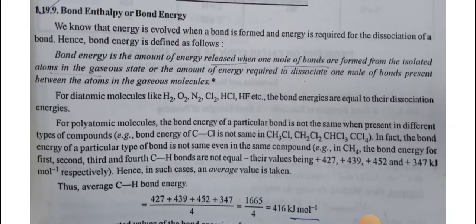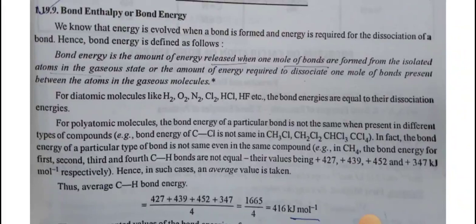in the gaseous molecules. For diatomic molecules like H2, O2, N2, Cl2, HCl, HF, etc., the bond energies are equal to their dissociation energies. For polyatomic molecules, the bond energy of a particular bond is not the same when present in different types of compounds. For example, the bond energy of the C-Cl bond is not the same in CH3Cl, CH2Cl2, CHCl3, CCl4. In fact, the bond energy of a particular type of bond is not the same even in the same compound.